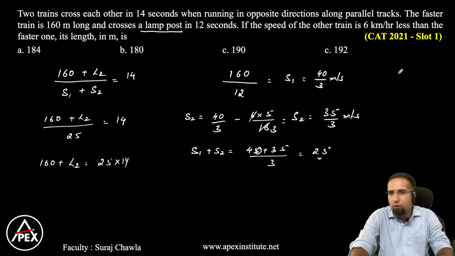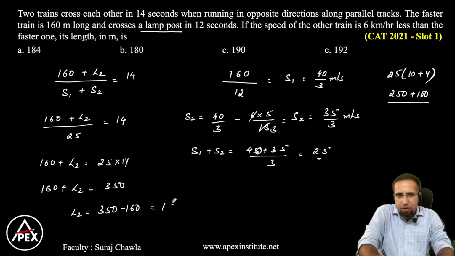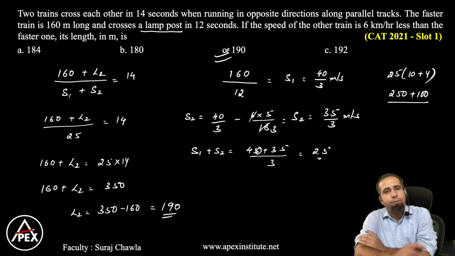We can break 25 into 14 as 25 into 10 plus 4. Now 25 into 10 is 250. 25 into 4 is 100. So 250 plus 100 is 350. So we have 160 plus L2 is equal to 350, or eventually L2 is equal to 350 minus 160, and our final answer here becomes 190 meters. And therefore the length of train 2 will be 190 meters.